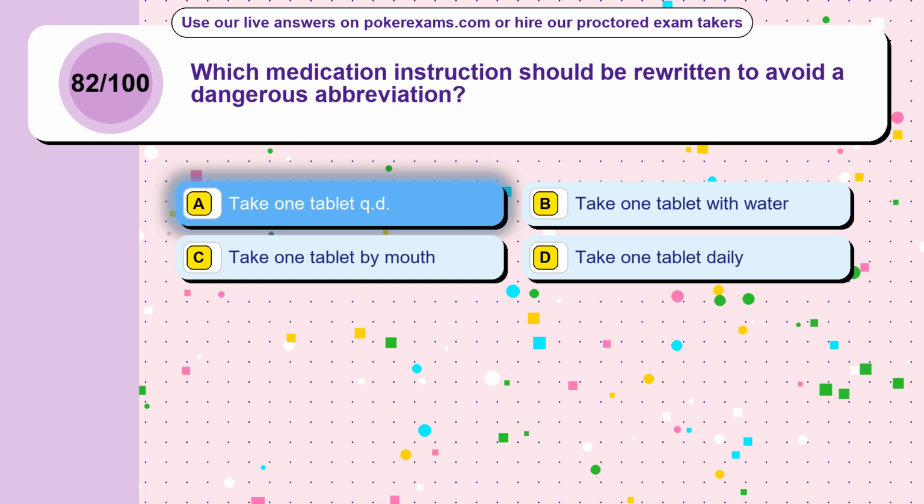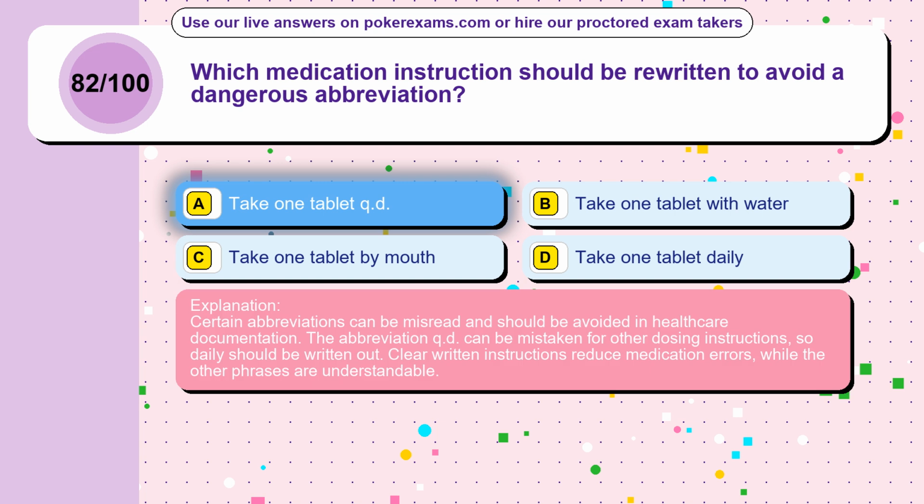The correct answer is option A. Take 1 tablet QD. Certain abbreviations can be misread and should be avoided in healthcare documentation. The abbreviation QD can be mistaken for other dosing instructions, so daily should be written out. Clear written instructions reduce medication errors, while the other phrases are understandable.